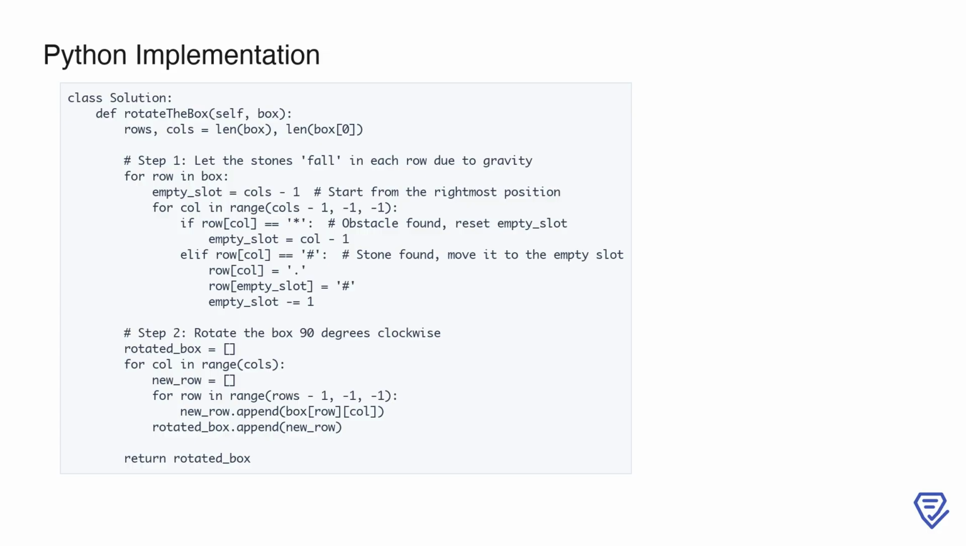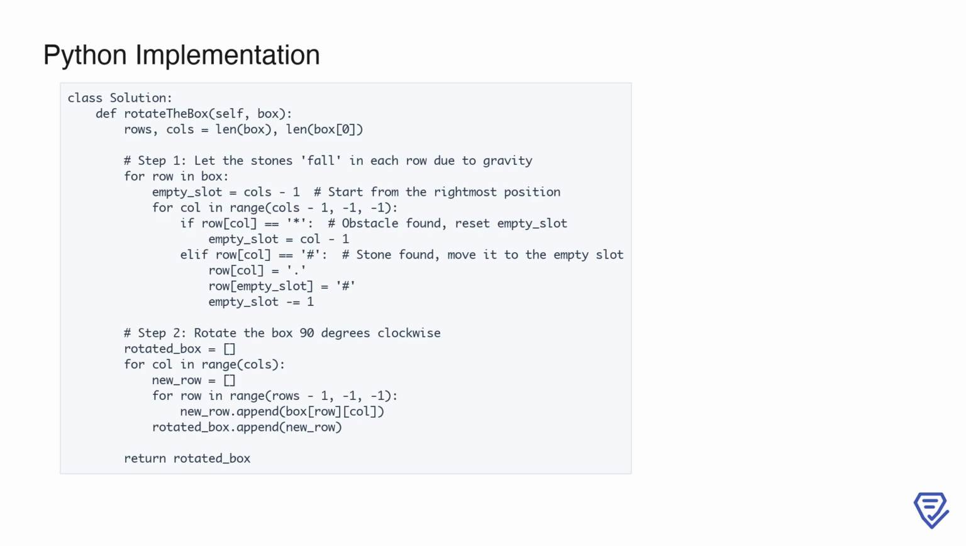We achieve this by maintaining an empty slot pointer that tracks the rightmost available position in the row. As we traverse the row from right to left, if we encounter a stone, we move it to the empty slot and decrement the pointer. If an obstacle, *, is encountered, the empty slot resets to just before the obstacle.